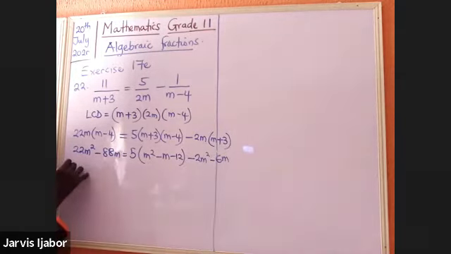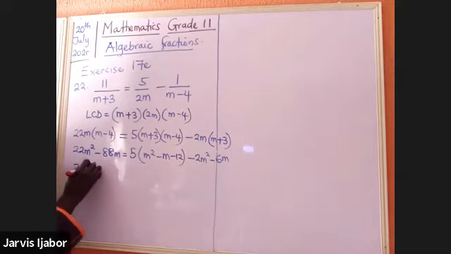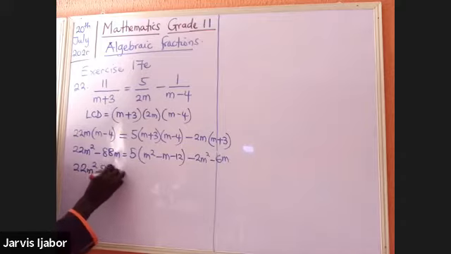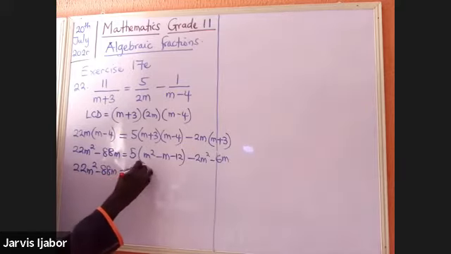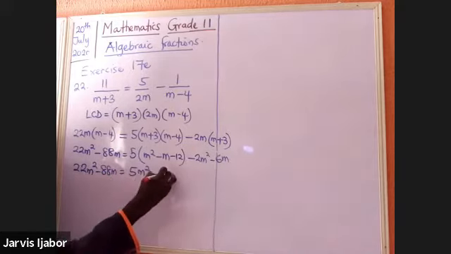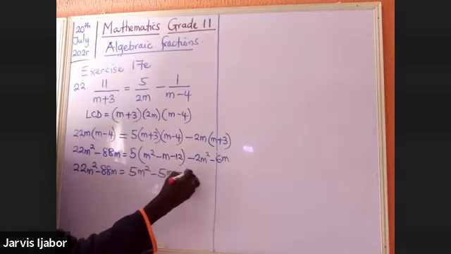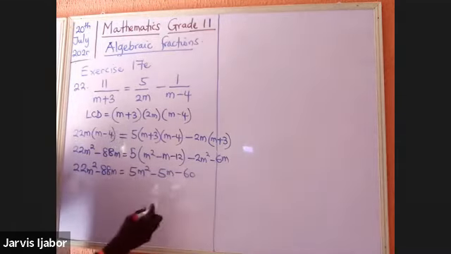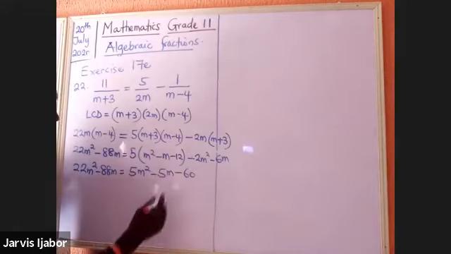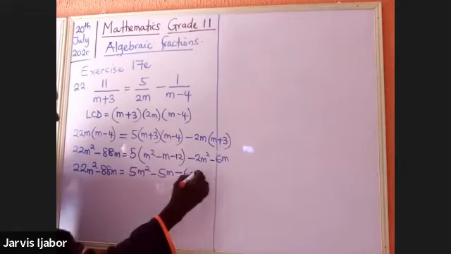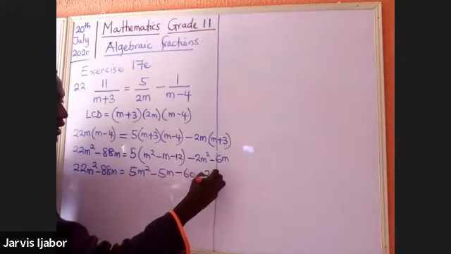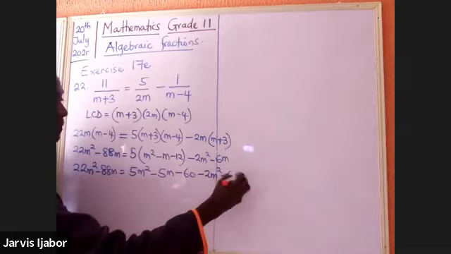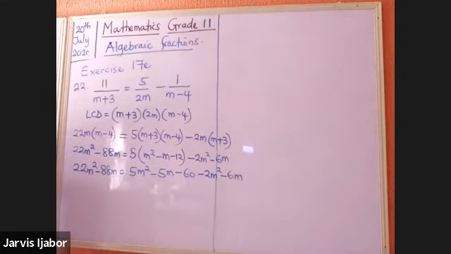So I'll have 22m squared minus 88m equal to 5m squared minus 5m minus 60, minus 2m squared minus 6m. So that's what will happen.